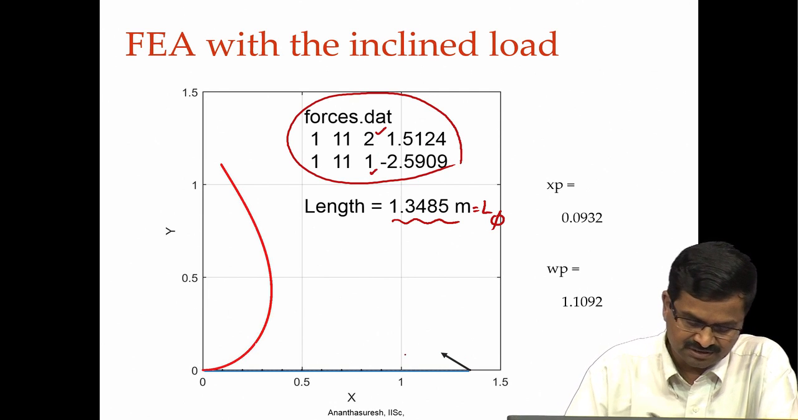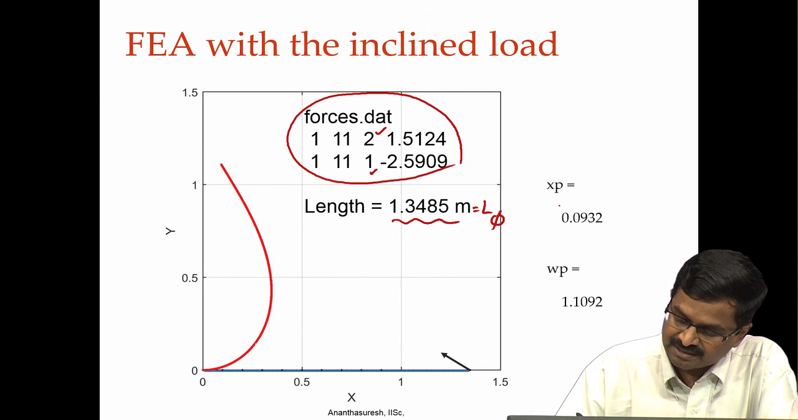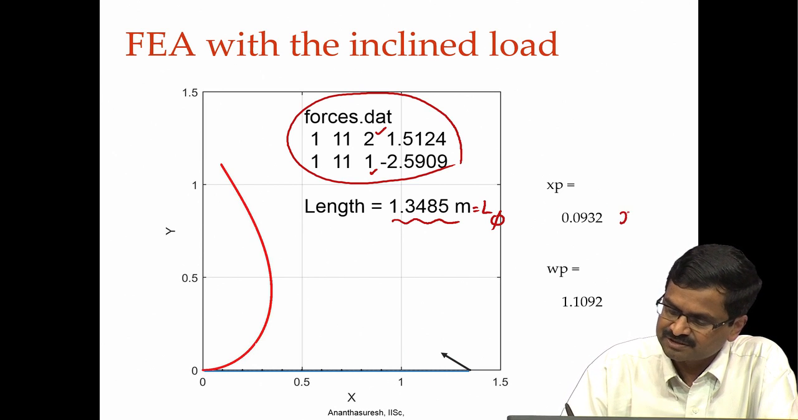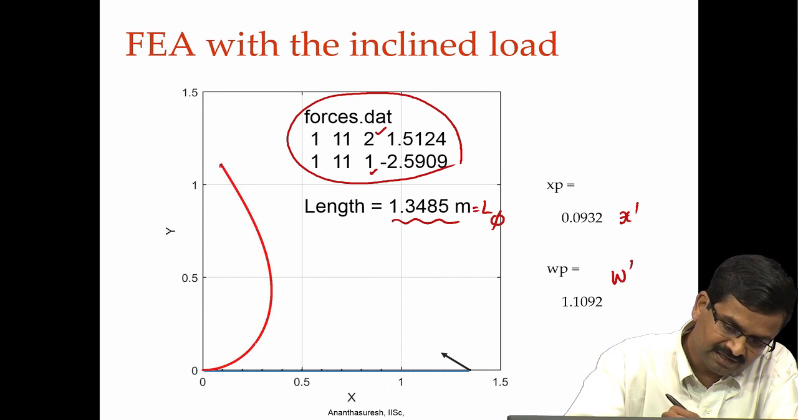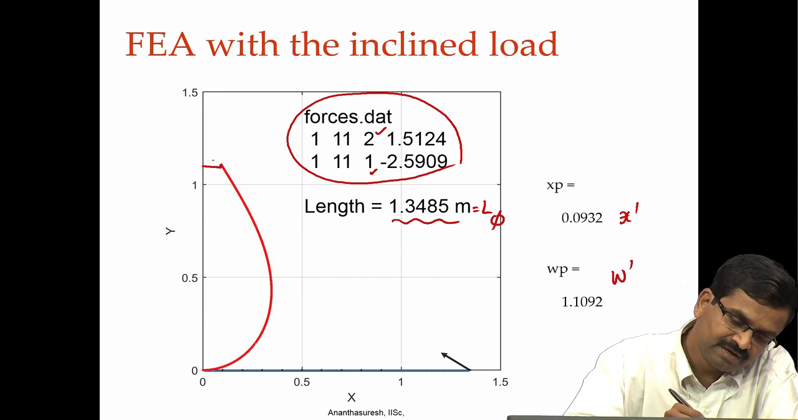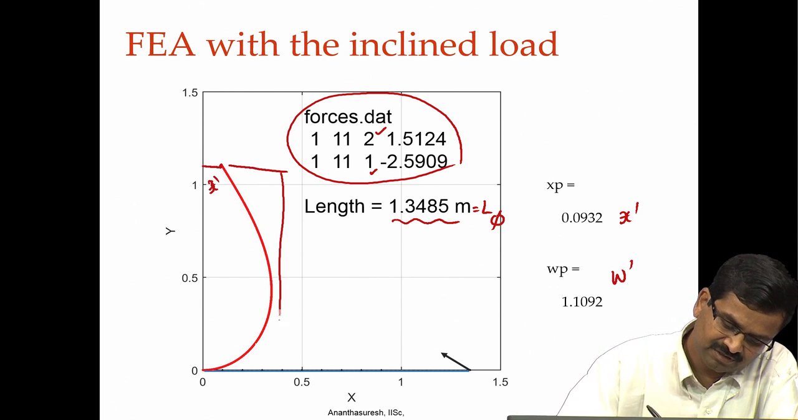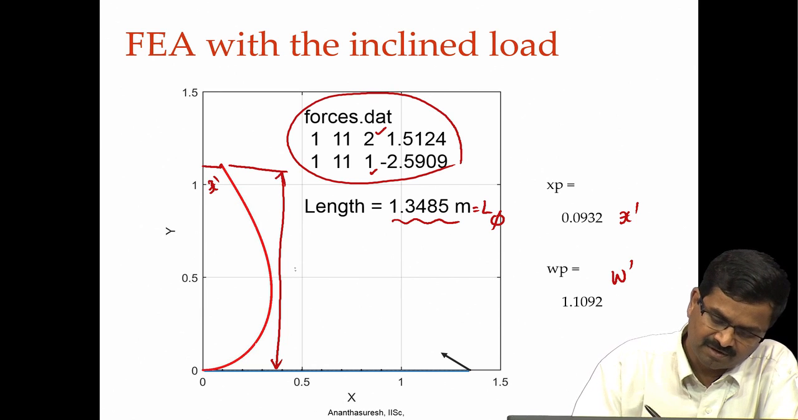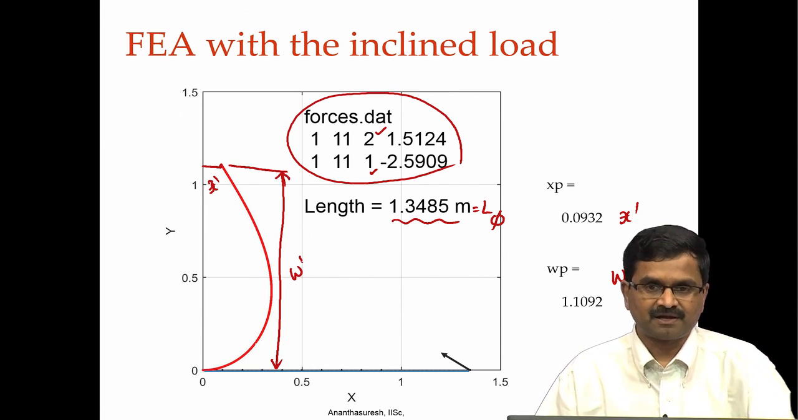I put those forces, then it bends like this, just like that. Now, what is x prime, and this is actually x prime, this is w prime. What are those? If I take this point, this would be x prime, and from there to here will be w prime. With this transformation we have that. Now, we look at the MATLAB code.